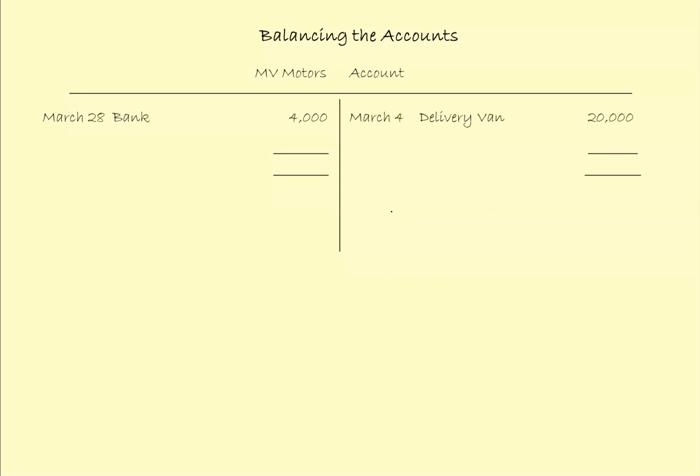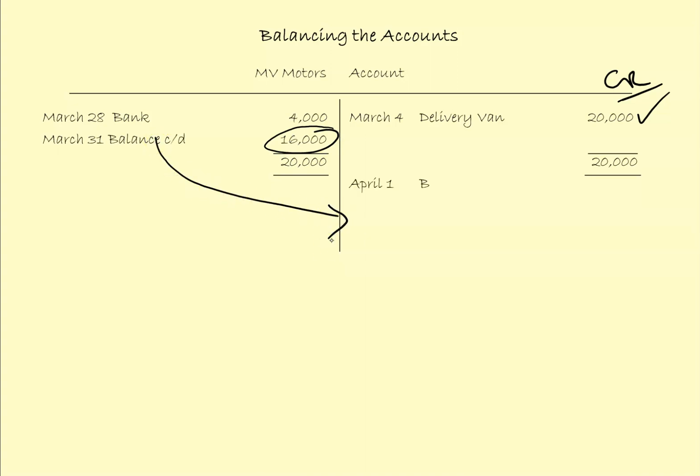MV Motors, similar situation. Patrick bought the car for 20,000 on credit, so he owed MV Motors 20,000, and he paid them 4,000. So the biggest side is obviously the credit side, 20,000. So I put my balancing figure in here, which is 16,000. And I bring that down. So April the 1st, balance brought down 16,000 on the credit side. MV Motors are creditors of Patrick. Patrick owes MV Motors 16,000 on the 1st of April.